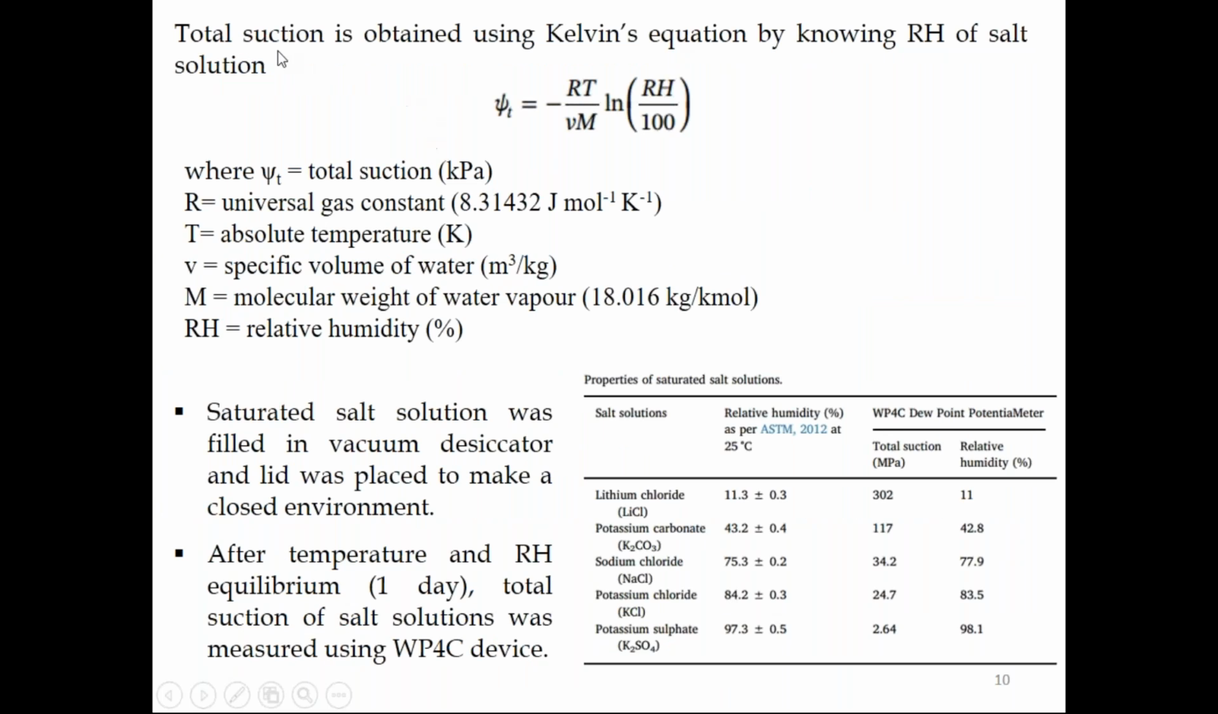After preparing the solution, the total suction of the salt solution is obtained using the Kelvin equation. Here, ψ is the total suction, R is the universal gas constant, T is the absolute temperature in Kelvin, V is the molar volume of water, M is the molecular weight of water vapor, and RH is the relative humidity of the salt solution.